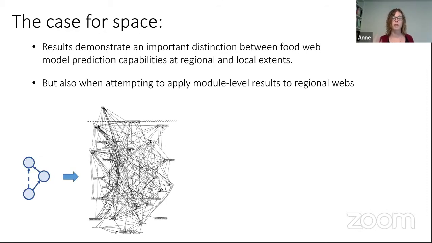But also when we're attempting to apply module level results to regional webs. So here we think about omnivory and applying omnivory to this broad food web. Maybe that doesn't really make sense, but actually when you think about this food web as being broken down within space and time, maybe it does make sense because you do see these smaller omnivory modules that are linked.